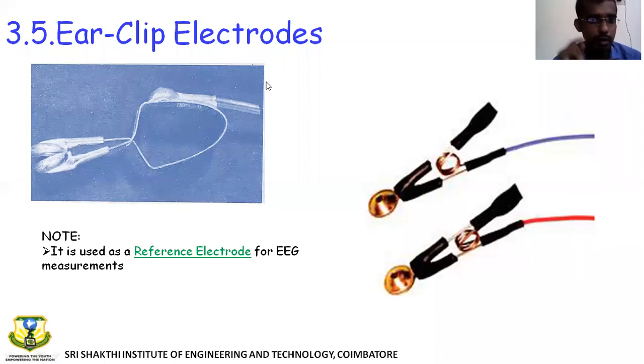With a clip, it cannot move, so that's why it is in the form of a clip. When you press this area, it is going to open, and then you place it on the ear. So it is taken as a reference signal. It is not used to pick up the signal lines. It is used as a reference electrode. As simple as that.